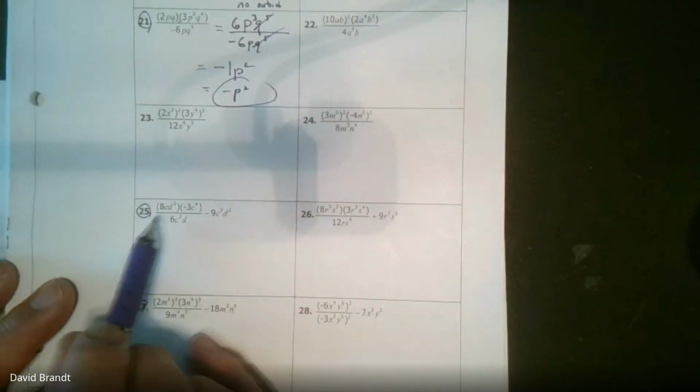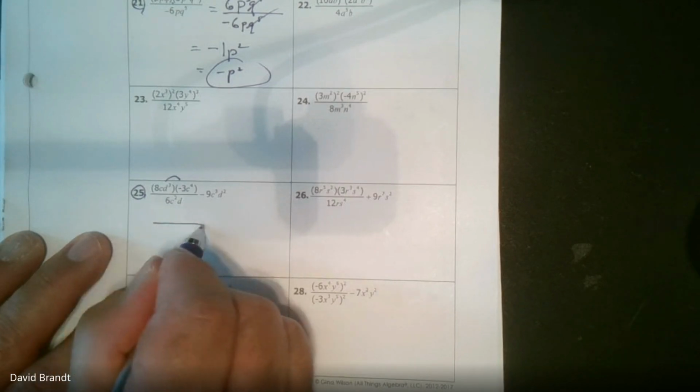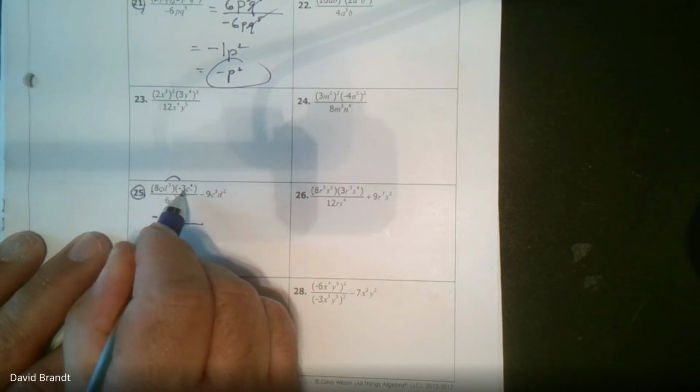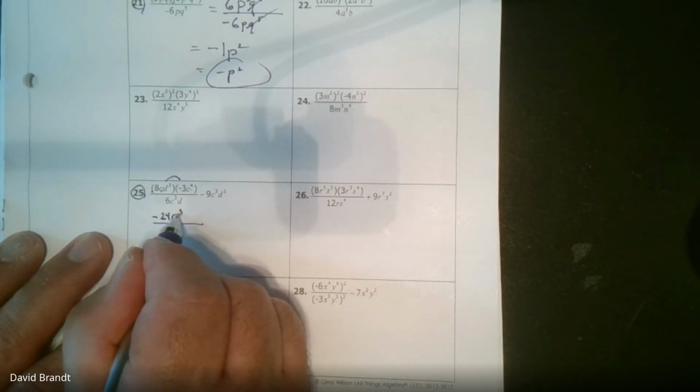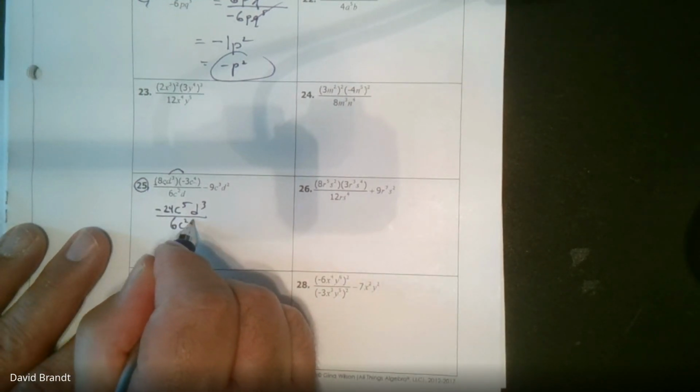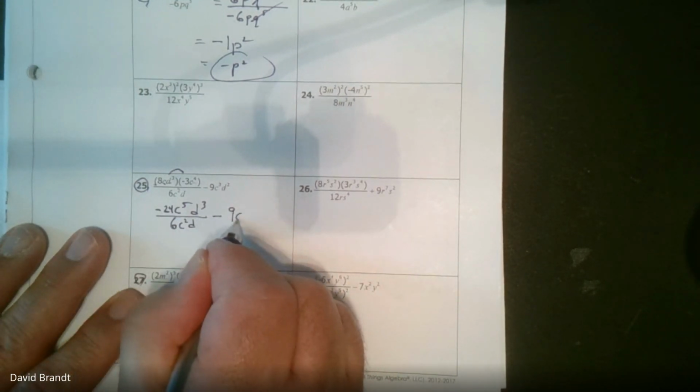Now, 25 is complicated. There are no outside exponents, so we'll multiply these together first, then we'll divide. If they're like terms, then we'll be able to subtract. But let's see what you get on the top. 8 times negative 3 is negative 24. C^1, C^4, that's C^5. Add the exponents. D^3, there's no D over there, so it stays D^3. And then it's over 6C^2D minus 9C^3D^2.